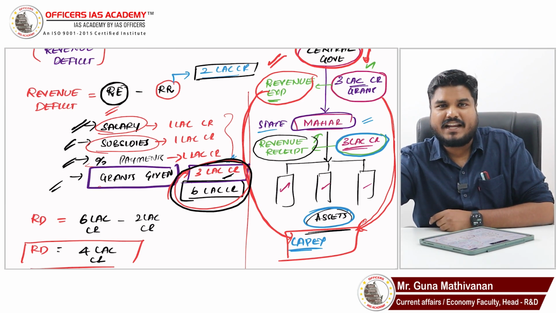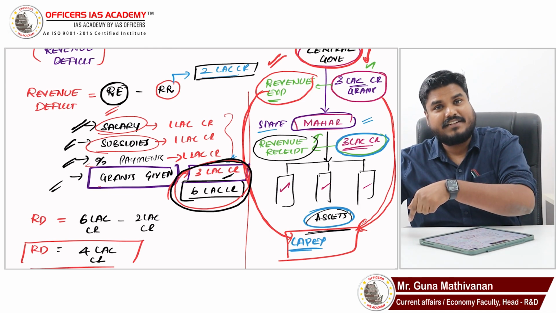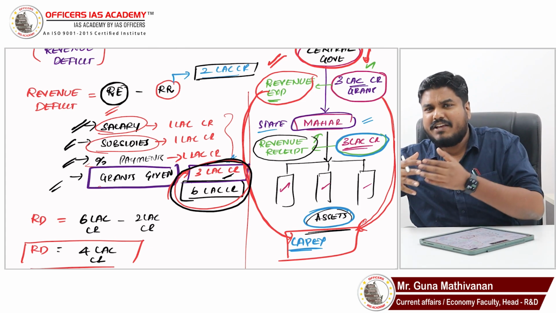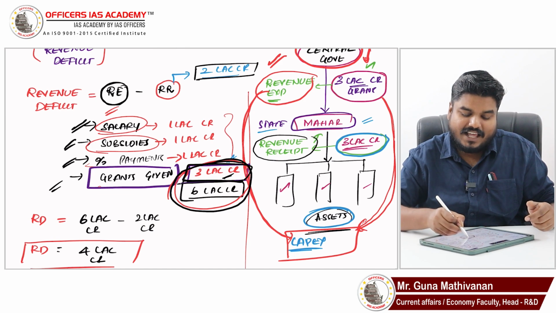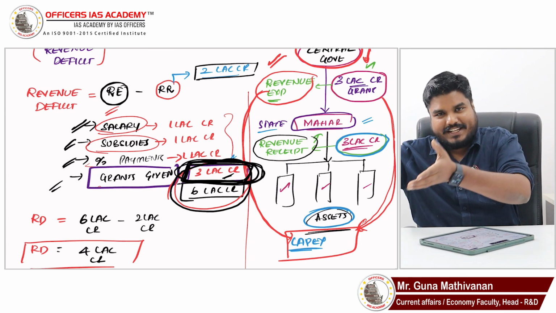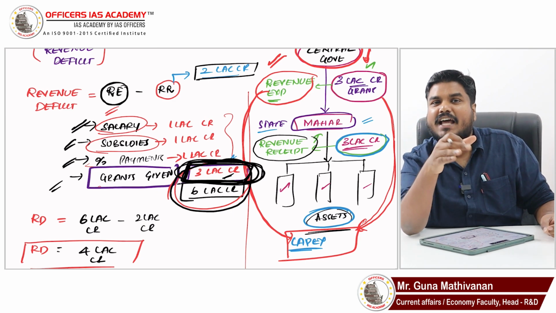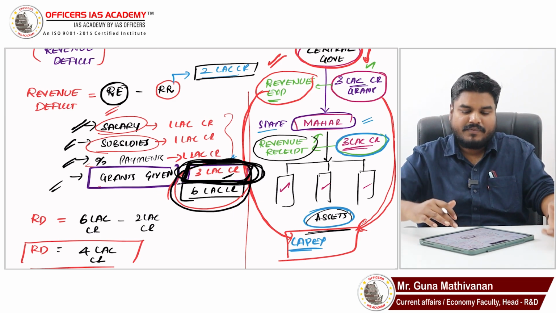Okay, let us remove that grants part. Which grants part? Those grants given to the states which resulted in asset formation. Only those grants we will remove. In our example, this entire 3 lakh crores is given as grants to states which result in asset formation. So let's remove that grants part from the revenue deficit and then let's calculate it once again.